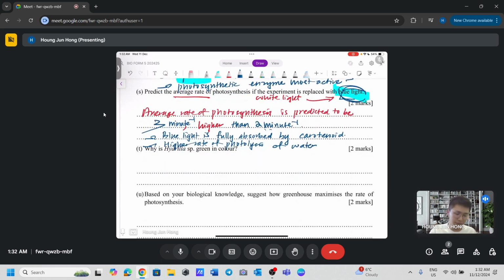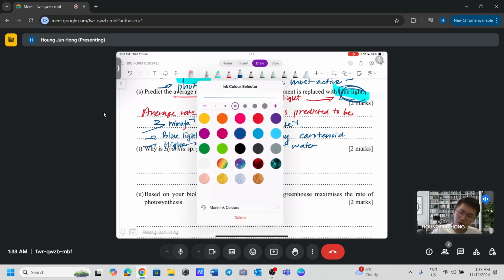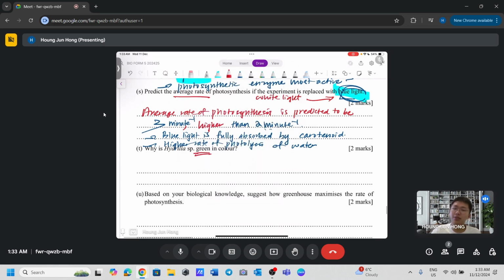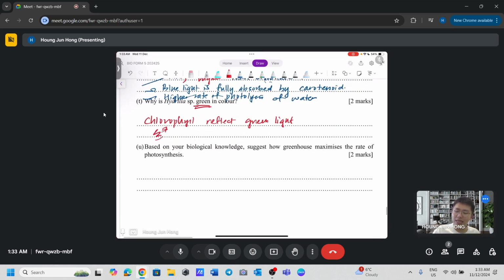Okay, let's continue. The next one should not be very difficult. I think this is one of the paper 2 questions which is quite famous. Basically, why is it green in color? Yes, if you remember, it's called chlorophyll. Chlorophyll reflects green light. That's why you see everything to be very green, because green light is reflected and then we see green light. So you can see here red is absorbed, blue is absorbed, green light is reflected back. That's the idea of chlorophyll. That's why we call it chlorophyll, because it is green in color.